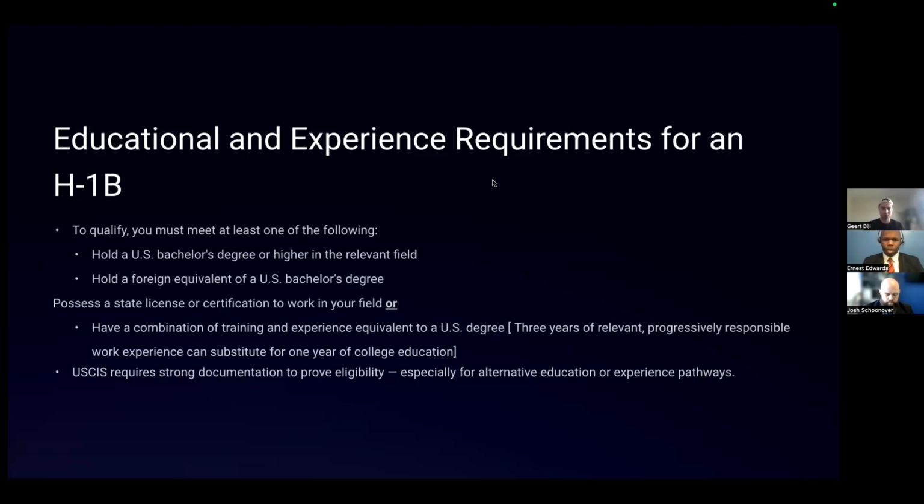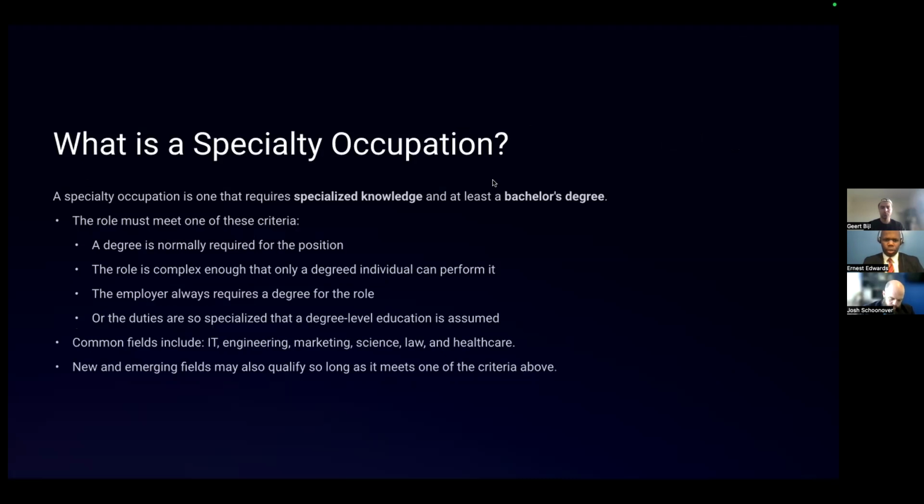So what is a specialty occupation? A specialty occupation is one that requires specialized knowledge and at least a bachelor's degree. The role must meet one of these criteria. A degree must normally be required for the position. The role is complex enough that only a degreed individual can perform it. The employer always requires a degree for the role, or the duties are so specialized that a degree-level education is assumed. Common fields include IT, engineering, marketing, science, law, and healthcare.